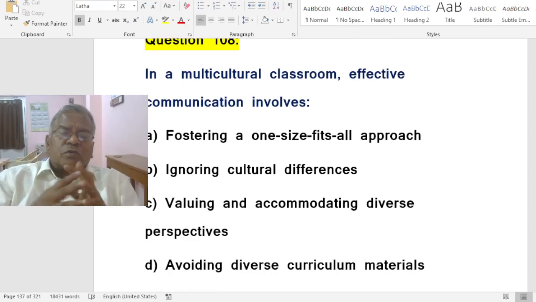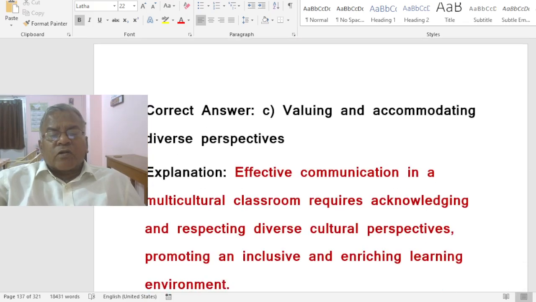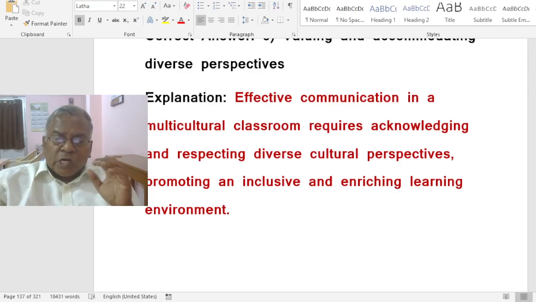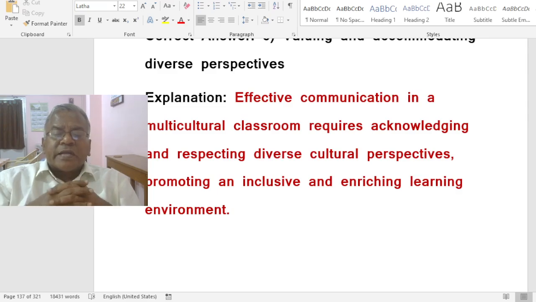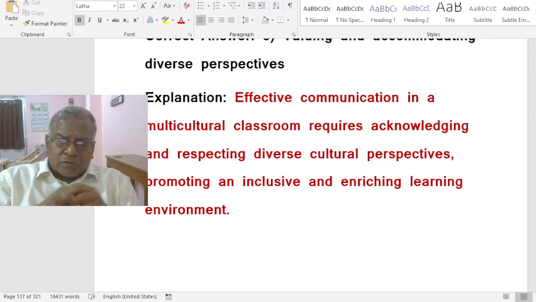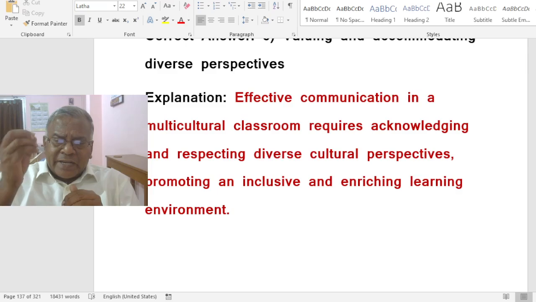In a multicultural classroom, effective communication involves A. Fostering a one-size-fits-all approach, B. Ignoring cultural differences, C. Valuing and accommodating diverse perspectives, D. Avoiding diverse curriculum materials. So the correct answer will be valuing and accommodating diverse perspectives. Effective communication in a multicultural classroom requires acknowledging and respecting diverse cultural perspectives, promoting an inclusive and enriching learning environment. There are different language groups, nationalities, a multicultural group, isn't it?